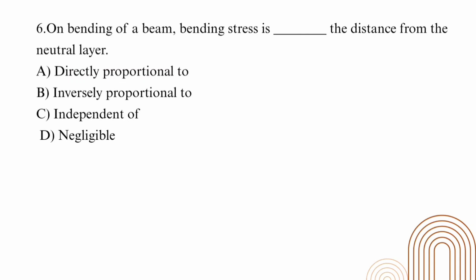The next question number 6. On bending of beam, bending stress is: options are, A, directly proportional to the distance from the neutral layer, option B, inversely proportional to the distance from the neutral layer, option C, independent of the distance from the neutral layer, and option D, negligible the distance from the neutral layer. And the correct answer is directly proportional to the distance from the neutral layer. On bending of beam, bending stress is directly proportional to the distance from the neutral layer.